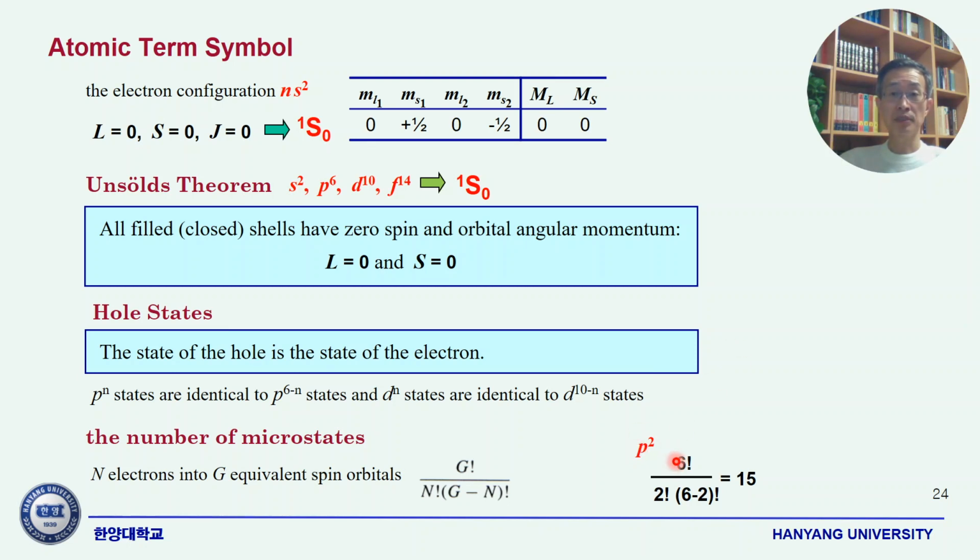That's right. Px, Py, Pz, and each spatial orbital has 2 spins, so 6 orbitals. And 6 factorial divided by it. If there are 2 electrons, 2 factorial times (6 minus 2) factorial, which is 4 factorial, then you end up with 15. Yeah, so 15 microstates for p2. So we are going to look at this closely.